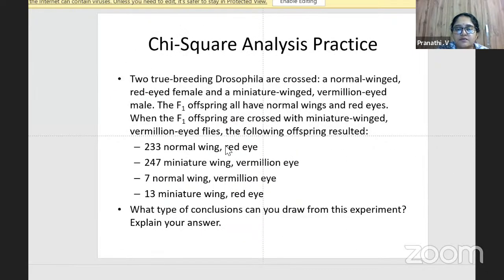So these are the kinds of issues that can arise, because of which we study cytogenetics, and it is a completely different branch.